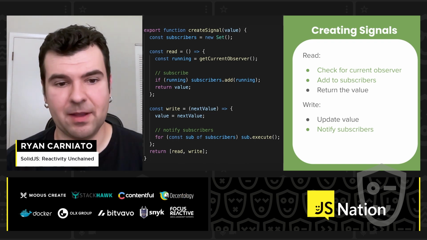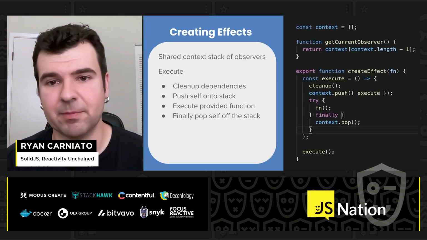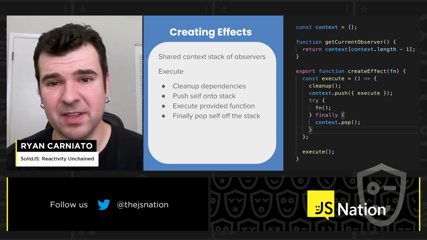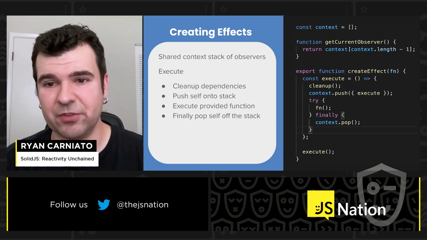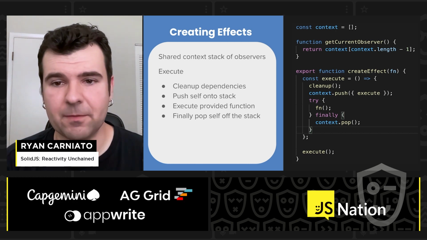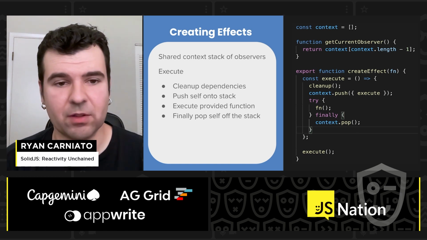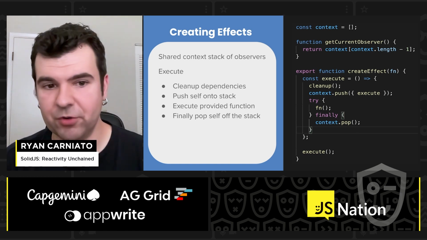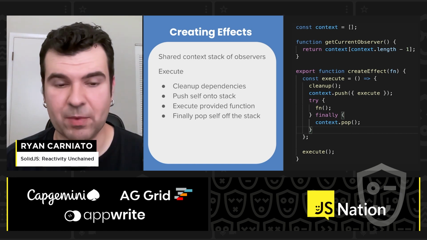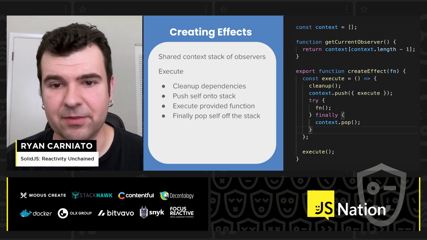And that something that needs to be notified are our effects, which are the other side of our equation. Here you can see the implementation for get current observer. What we have is a stack. This context is just an array, global context, and we just grab whatever's at the top of the array to see what's currently running. For our effect itself, when it's created, it's executed immediately, and then it goes through the cycle of clean up dependencies or subscriptions, push itself onto that stack, so that when we execute the provided function, it's there and can be added to the subscriptions. And finally, it pops itself off the stack.